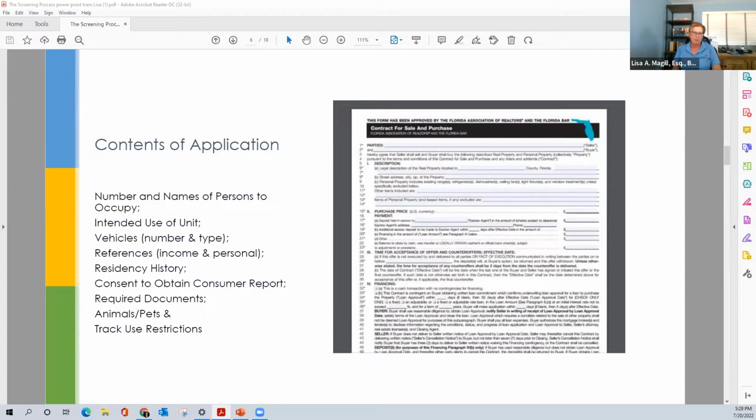You have to have the consent to obtain the consumer report. That's what your screening company will give you. And what documents are attached, required documents. Obviously, you want a copy of the contract, whether it's a tenant, whether it's a lease or a sale, you always want a copy of the contract. You want to verify what the terms and conditions are of the sale.